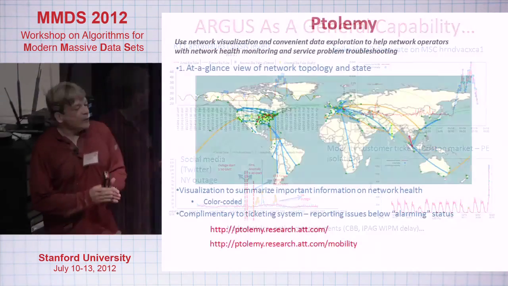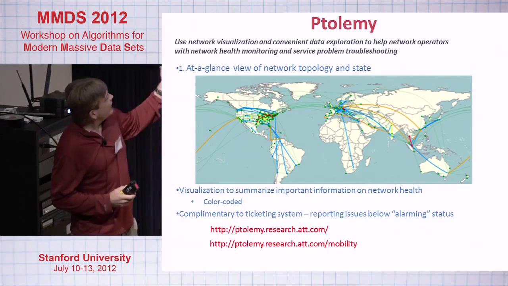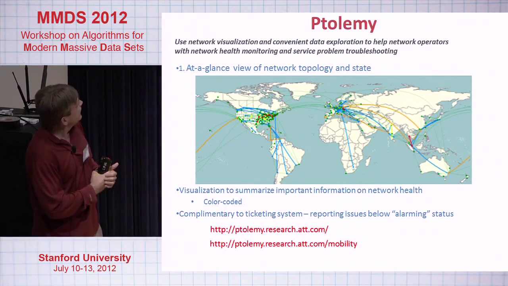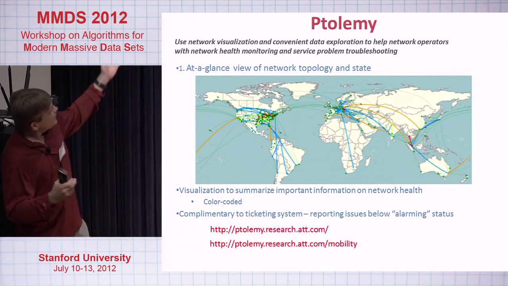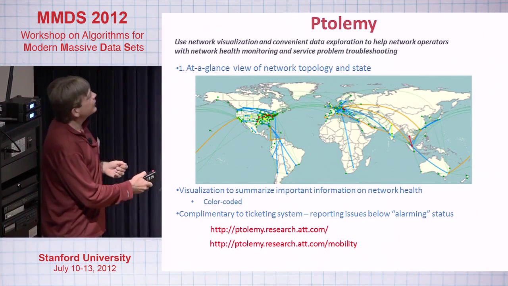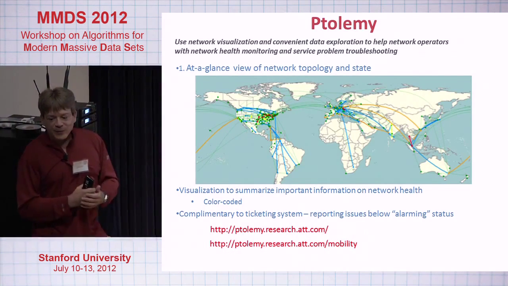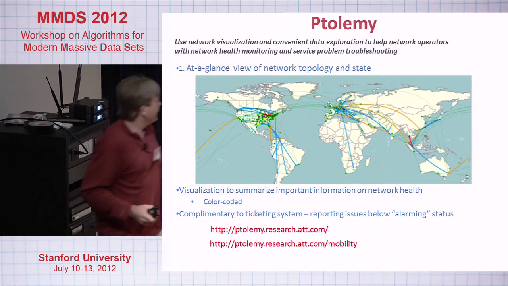Another tool is something called Ptolemy, and this provides an at-a-glance, top-down view of what's happening in our network. And I don't pretend to totally understand what's going on here, except that green means link is good, red, I guess over here, means link is bad. There's various kinds of drill down you can use. People like to look at this to get comfortable or uncomfortable with what's happening.